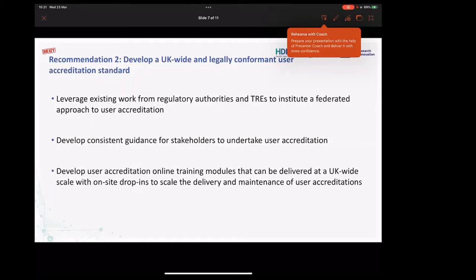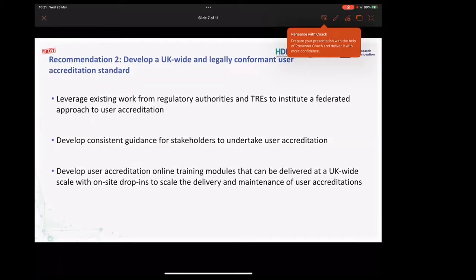that certain organizations provide. So certain TREs already do their own user accreditation training as well on top of the existing training and frameworks. So how do we harmonize that? And then develop consistent guidance for stakeholders to undertake user accreditation. This is both guidance for the TRE operators, for the data custodians, and for the researchers as well. So they don't have to go and pick and choose which accreditations they need. There's a single guideline through which, if they do these 5 steps and undertake certain training and certifications, they're able to get to an accredited researcher status.